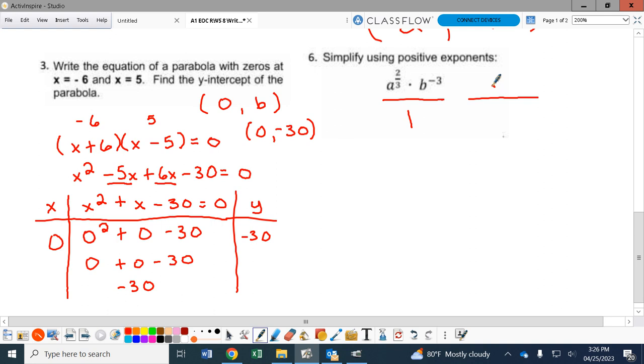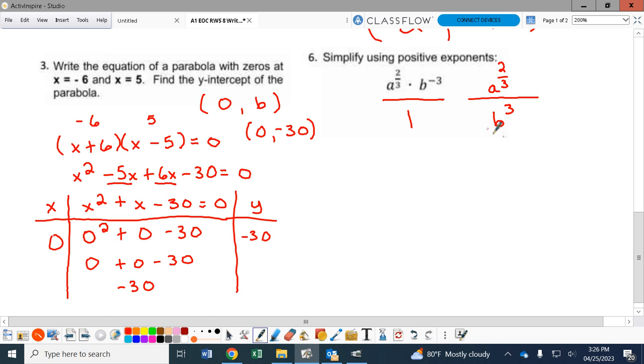The a is going to stay on the top because it is already a positive exponent. It can be a fraction. It's just got to be positive. And then because the b has a negative exponent, it's going to move to the bottom, become b to the third because you change the sign when you move it.